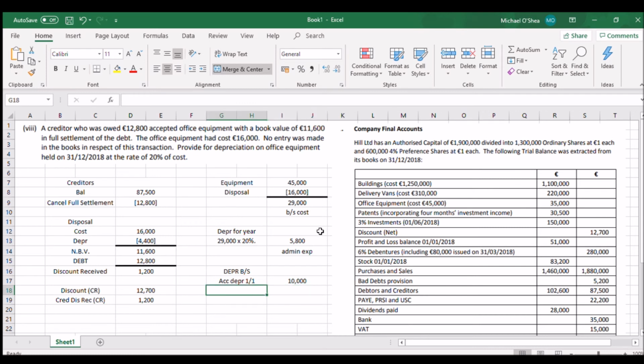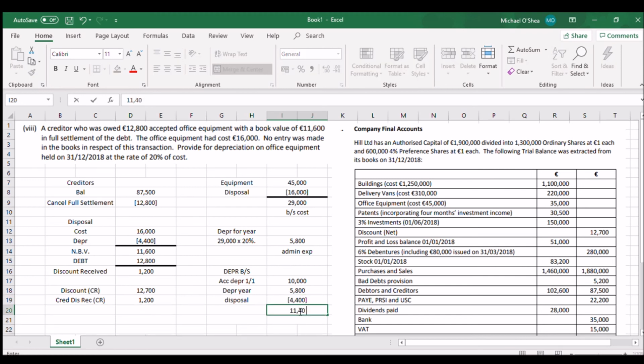Okay, depreciation for the year. I have to add that in. Depreciation for the year, 5,800. So I'm going to add that in. What else do I do? Well, I have this disposal over here, and in that disposal we were told the cost and book value. We had to find out basically for ourselves that there was depreciation in this as well. Has to come out of here. So disposal, and the disposal amount is 4,400. Total that up gives me 11,400. So now I have 11,400 that's going into the balance sheet.